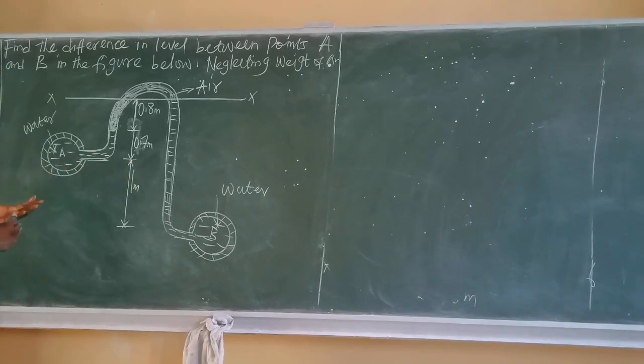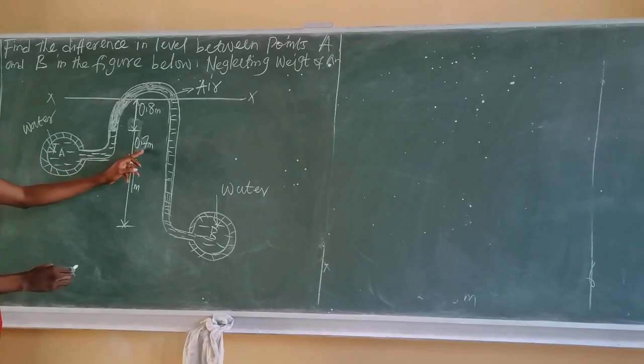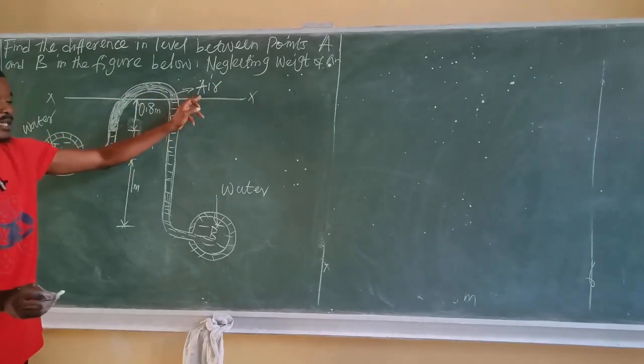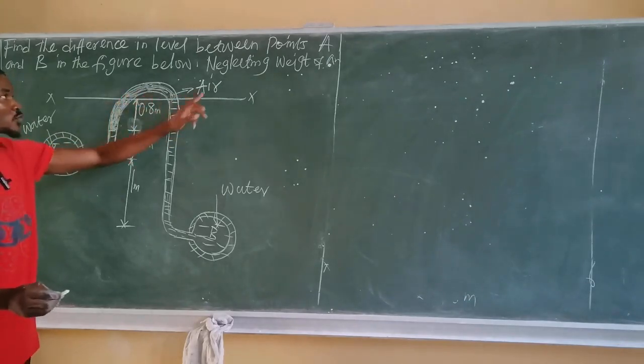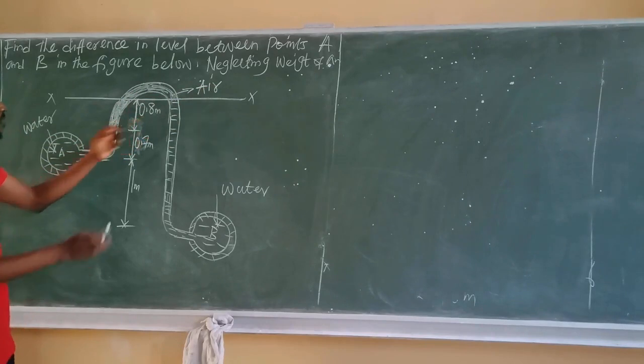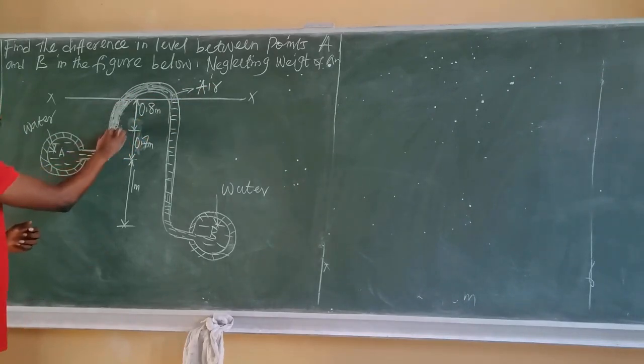Now look at this diagram very well. We've been given the height of this fluid in pipe A. The fluid in pipe A is called water. Okay, and the height of that fluid, as can be seen here with these light shades, is 0.7 meters. Whereas the heavy fluid here is shown as what? Air. The heavy fluid itself is shown as air, and the height of air in the pipe is given as 0.8, which is this portion.